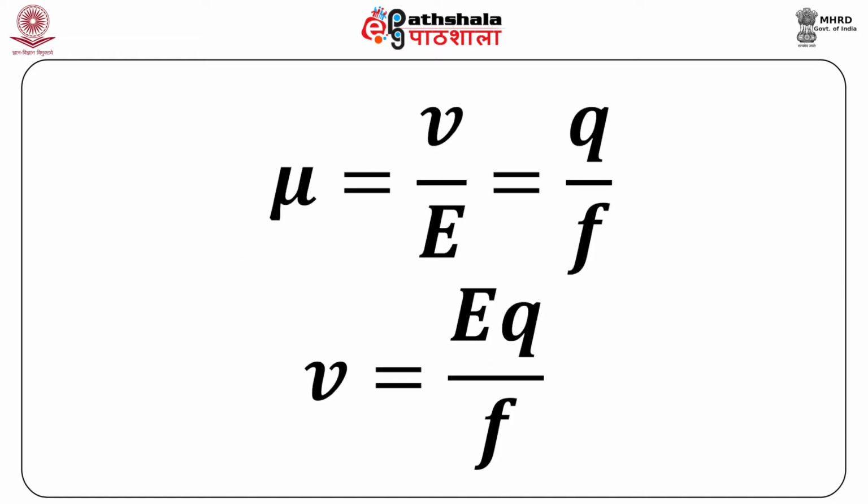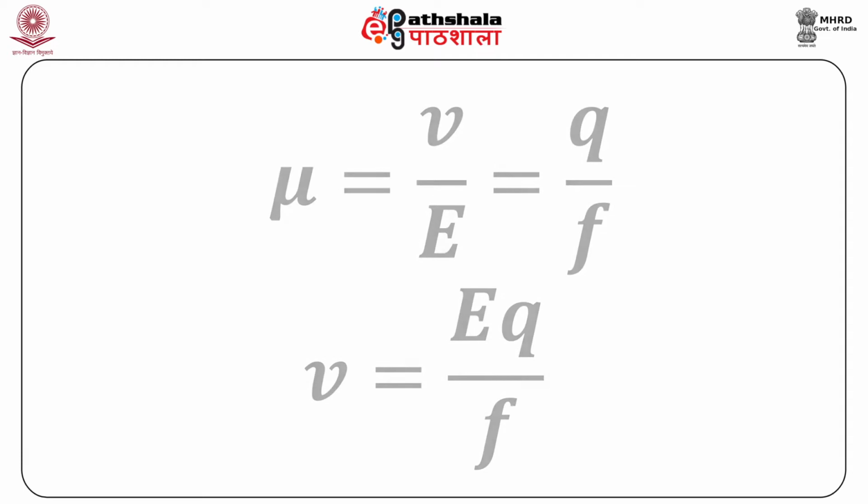The mobility of a charged molecule in an electric field can also be expressed in terms of electrophoretic mobility, mu, which is defined as velocity per unit electric field, that is given by the formula mu is equal to V by E is equal to Q by F, since V is equal to EQ divided by F.